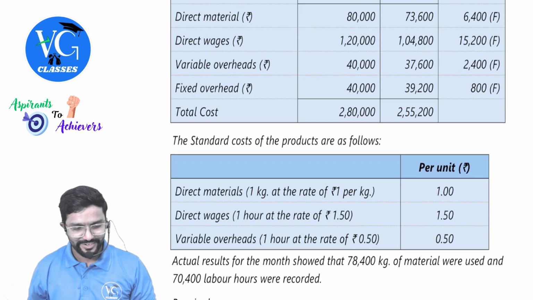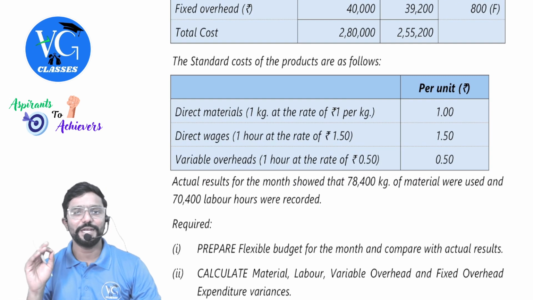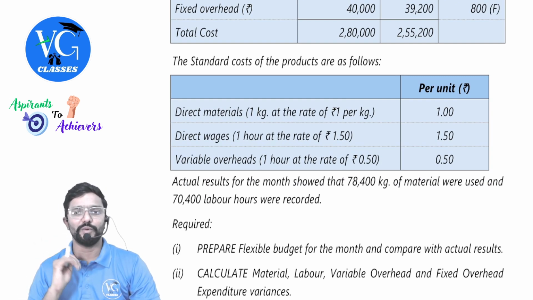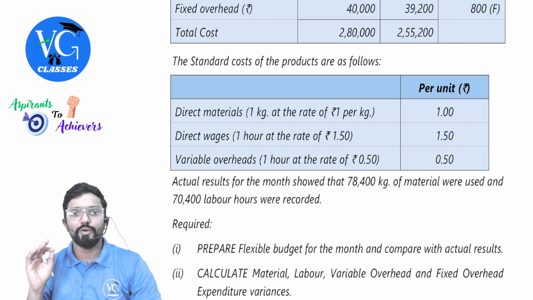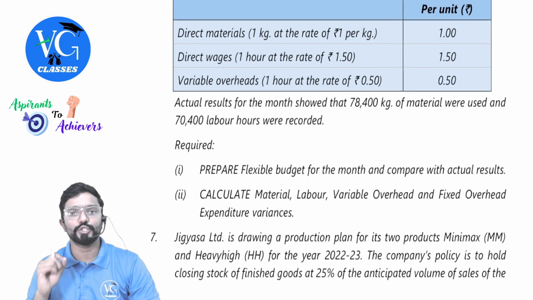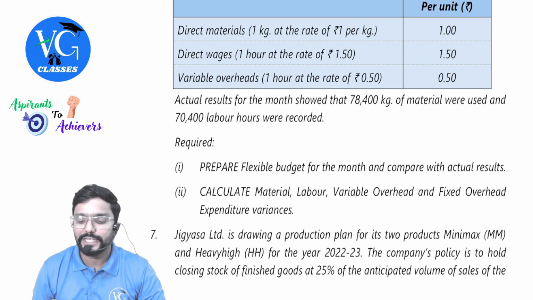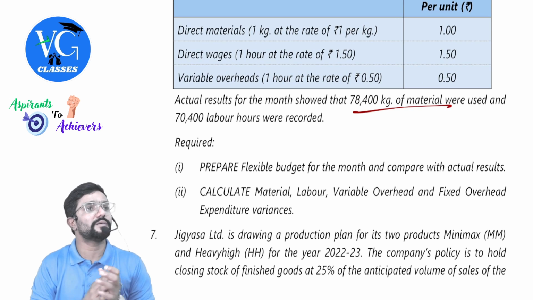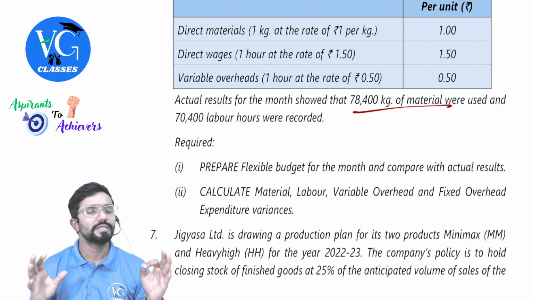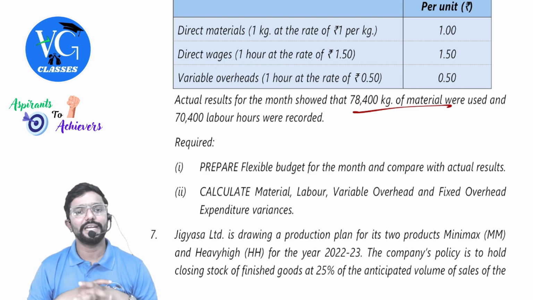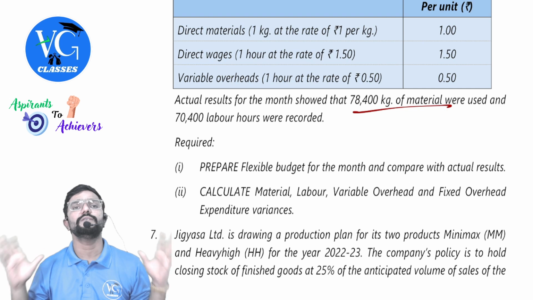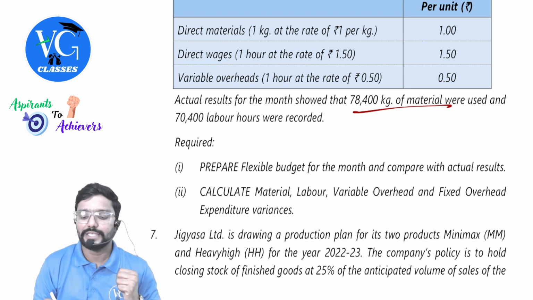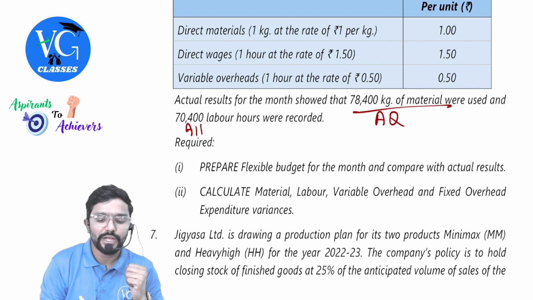Yes, sir. Standard cost of the product are as follows. Direct material 1 kg at the rate of rupees 1. Direct wages 1 hour at the rate of 1.5. Variable overhead 1 hour at the rate of 0.5. Okay, sir. Actual results for the month showed that 78,400 kg of material used. Actual quantity used is how much? Rahul, actual quantity used is how much? 78,400. And 70,400 labor hours were recorded. Means actual hours worked 70,400. Clear? This is actual quantity and this is actual hours.